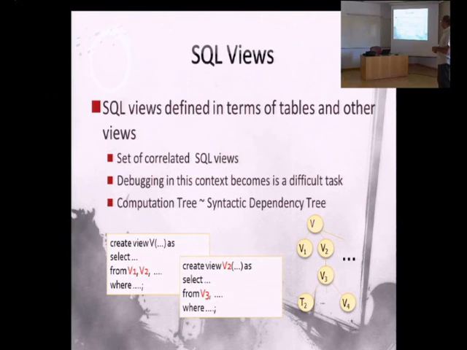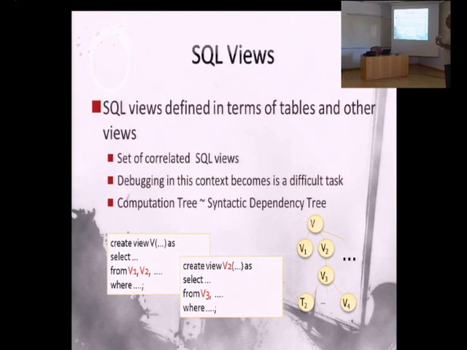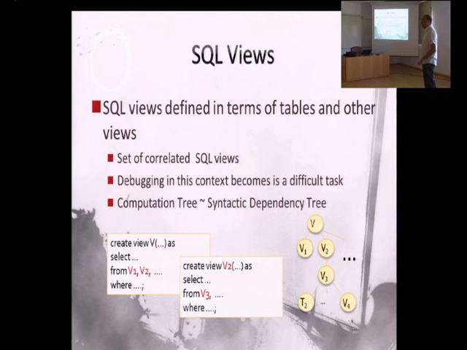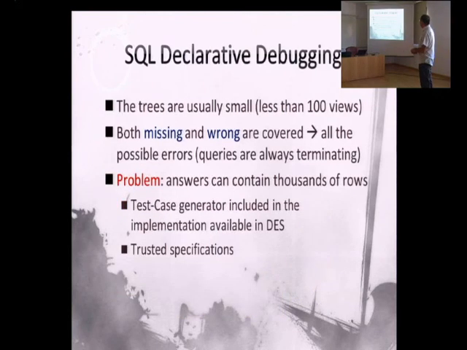Then you can also use declarative debugging. In this case, the computation tree is very easy because it's the syntactic dependency tree. It doesn't depend on the computation. When you use V, you always use V1 and V2. So you can obtain directly the computation tree, like here. And the trees are usually small because, say you have 2,000 views connected, even the biggest systems have maybe a few hundreds, at most.